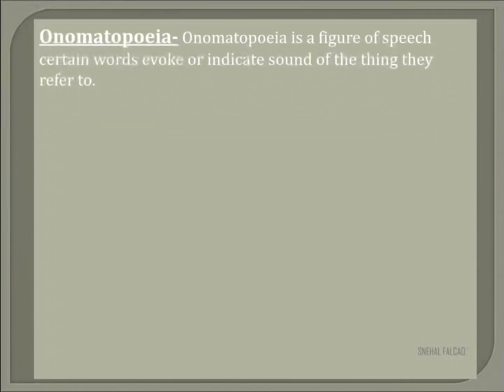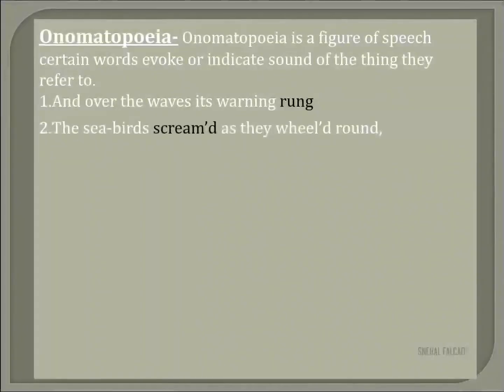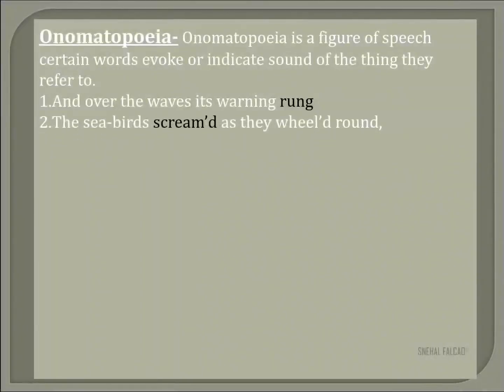There are also a few examples of onomatopoeia. Onomatopoeia is a figure of speech where certain words evoke or indicate the sound of the thing they refer to. And over the waves, its warning rung. In this line, the word rung indicates sound. The seabirds screamed as they wheeled around. In this example, the word screamed indicates sound.